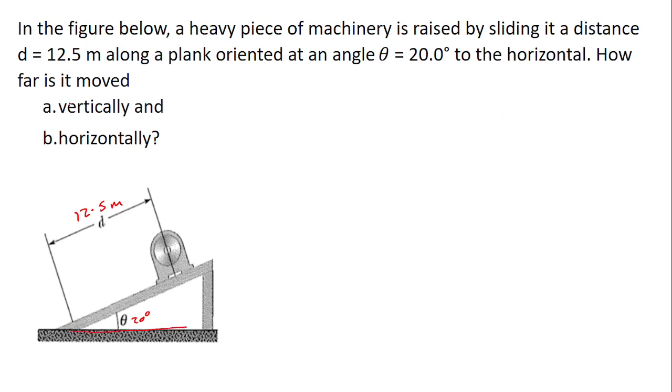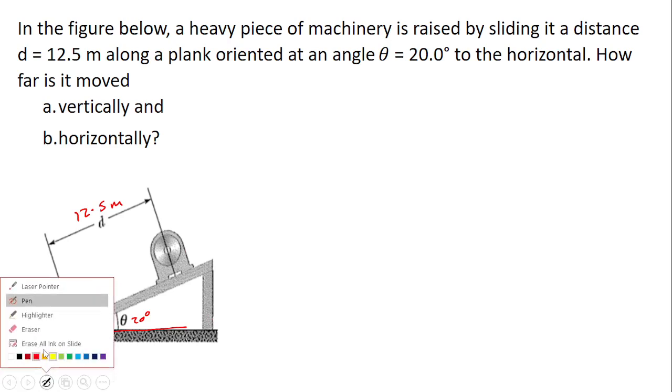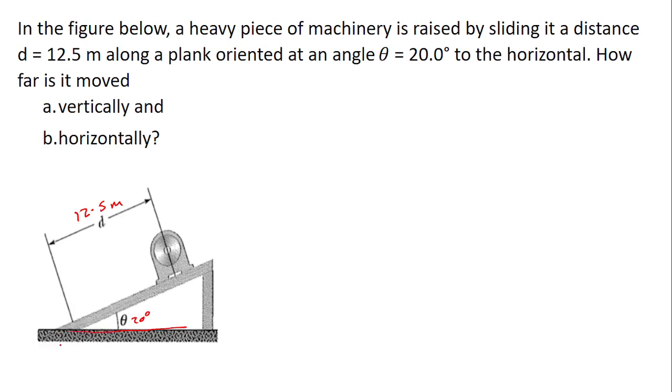Then how far is it moved? So if you look at this, how far is it moved vertically and also horizontally. So if you look at this particular vector, I'm redrawing this. Let's say you have this particular vector, and then this vector is, let's say, 12.5 meters. So that's what you have there.